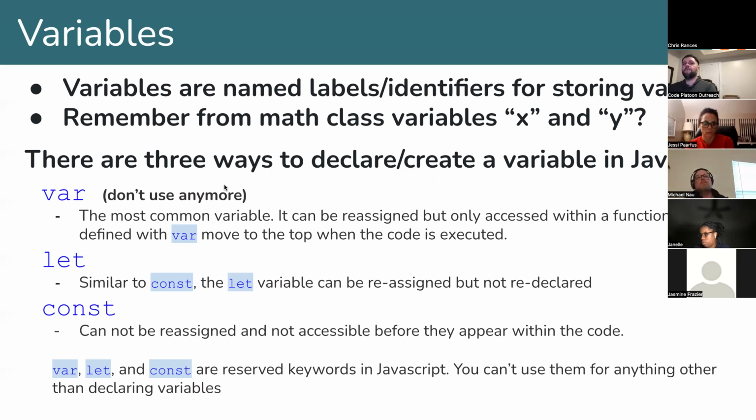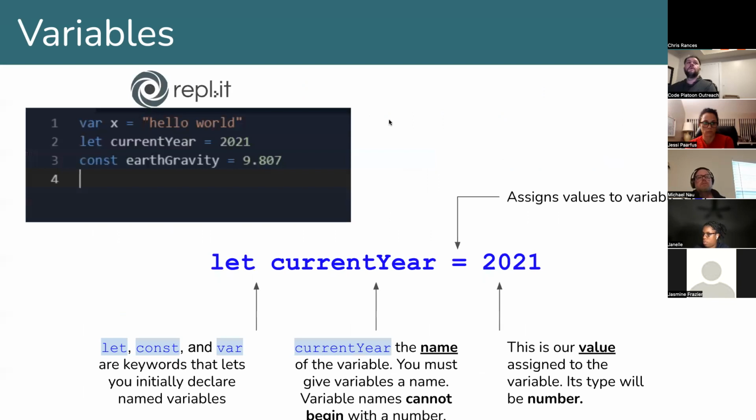Const cannot be reassigned and is not accessible before it appears within the code. Var, let, and const are reserved keywords in JavaScript. You can't use them for anything other than declaring variables. And we still don't know quite what a variable looks like in JavaScript. All right, so variables. So var x equals hello world. Anyone want to take a stab at what type of variable this is?